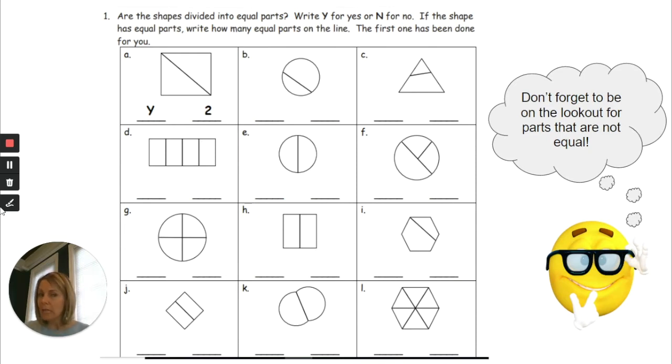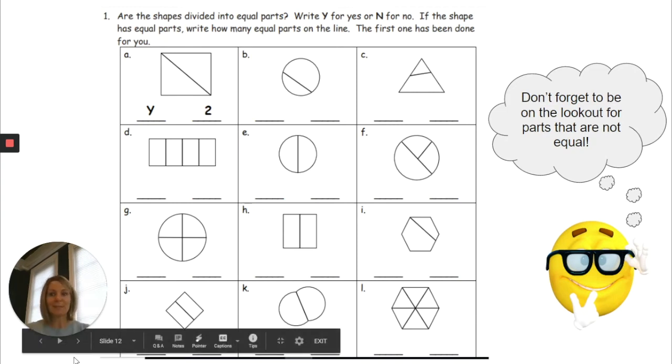And I wrote to the side a little reminder, don't forget to be on the lookout for parts that are not equal. Okay, you can pause the video now to complete your practice set. Remember, if you have pencil and paper, that's great. You can do it with pencil and paper. If you do not have that close by, you can just do it in your head and remember the answers, and then we will discuss them. Okay, pause the video.